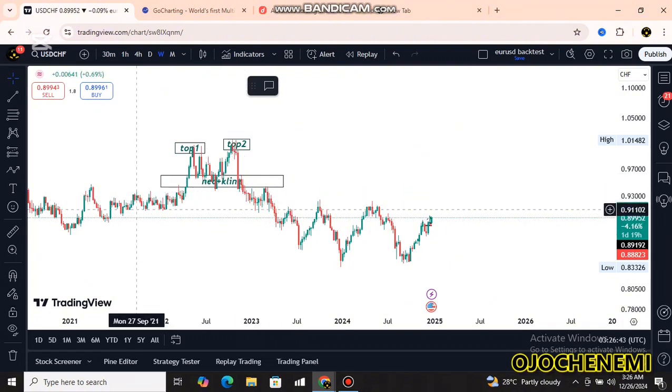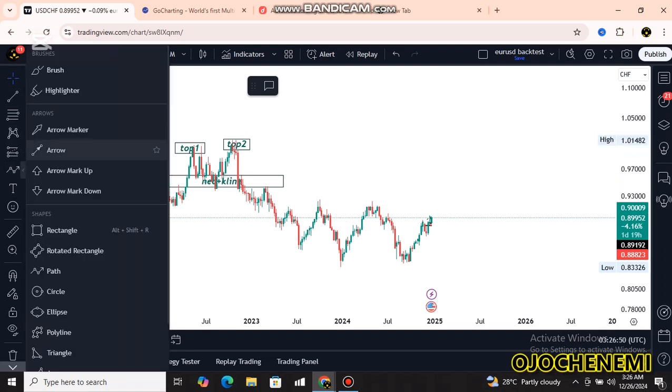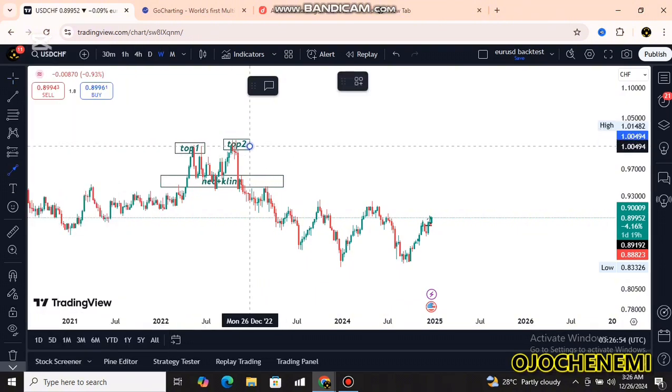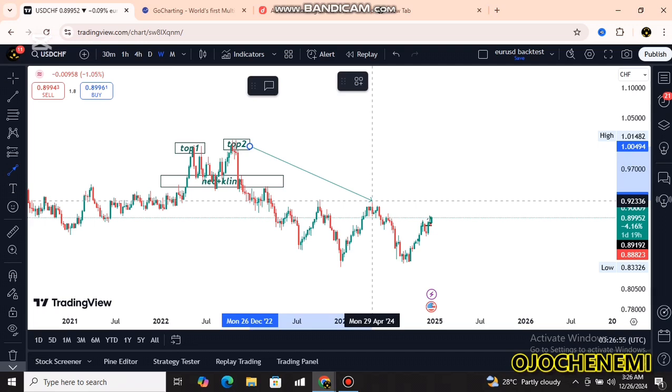So let's go again. What should we observe next? After the double top, what happened? We can see that the market started trending back down. The market is trending down.